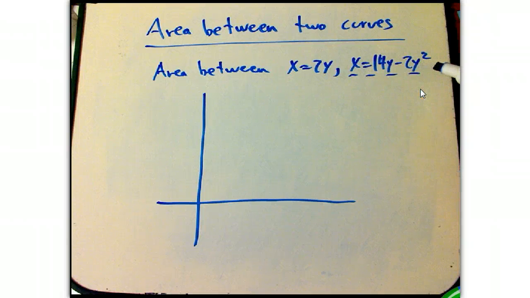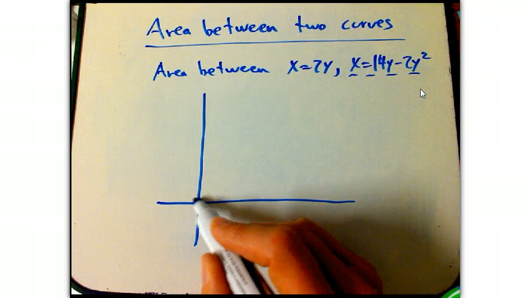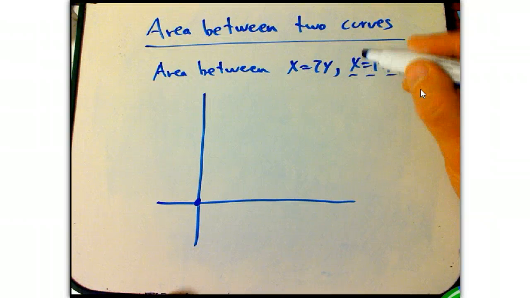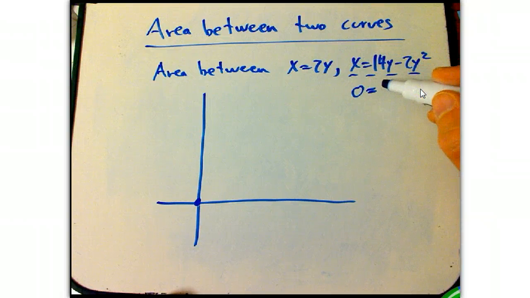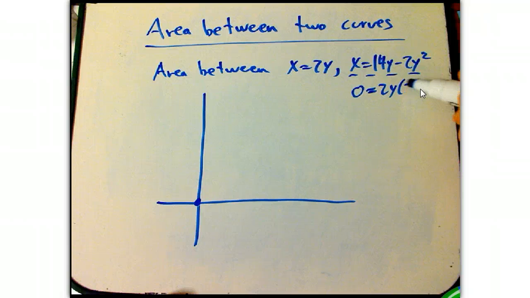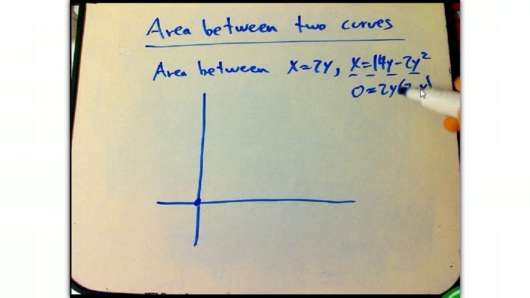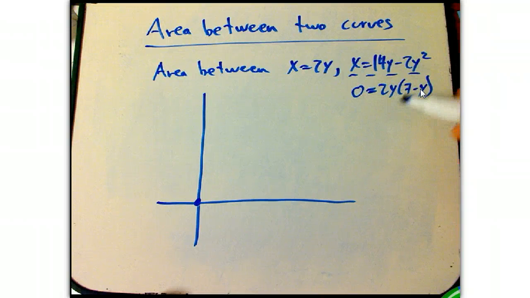It certainly goes to the origin. x equals 0, y equals 0 works. What about the other y-intercept? That's where x equals 0. I'm going to factor out a 2y. It's 2y times the quantity 7 minus y. So y equals 0 is one of the solutions, as we know, and then y equals 7 as well.